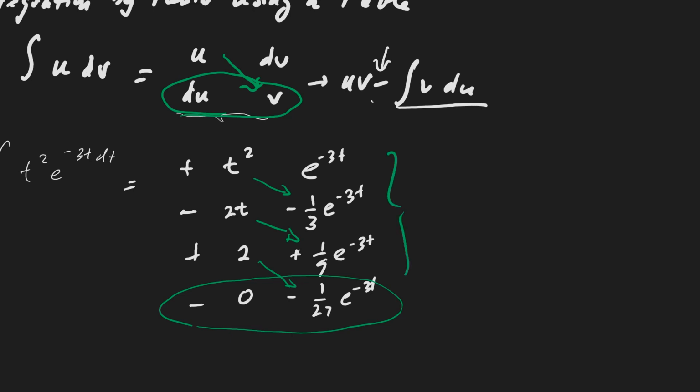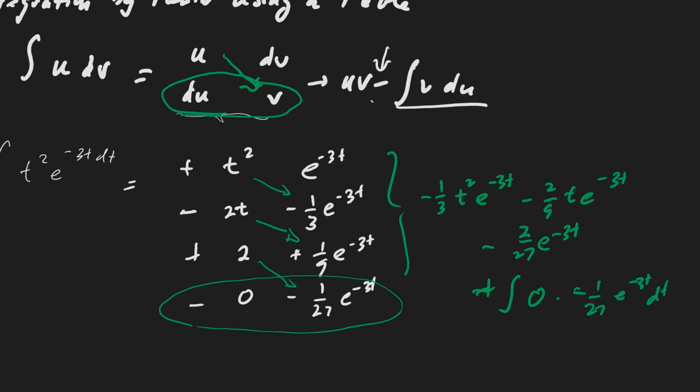That integral result is going to be minus 1/3 t squared e to the minus 3t. Let's see, we'll have a minus 2t and a 1/9, so that'll be minus 2/9 t e to the minus 3t plus minus 2/27 e to the minus 3t, and then finally we'll have plus the integral, if you want to write it out, of 0 times minus 1/27 e to the minus 3t. But this is just going to be 0 anyway, so we'll just put our plus c. Good, and so that's how you integrate by parts using a table.